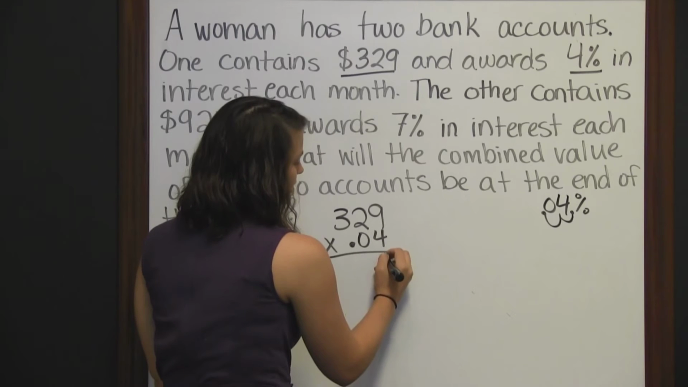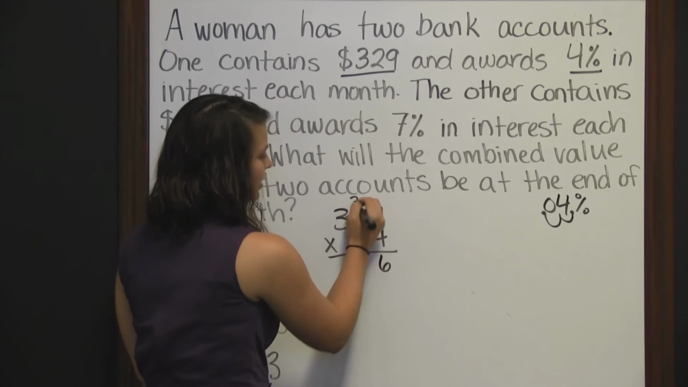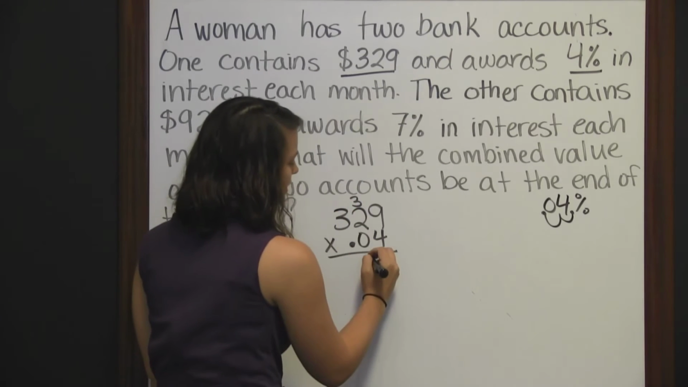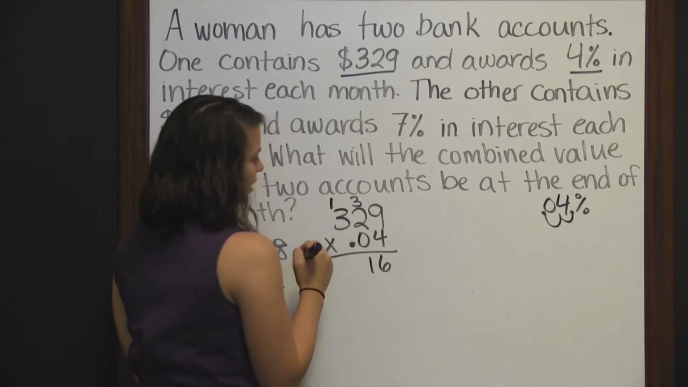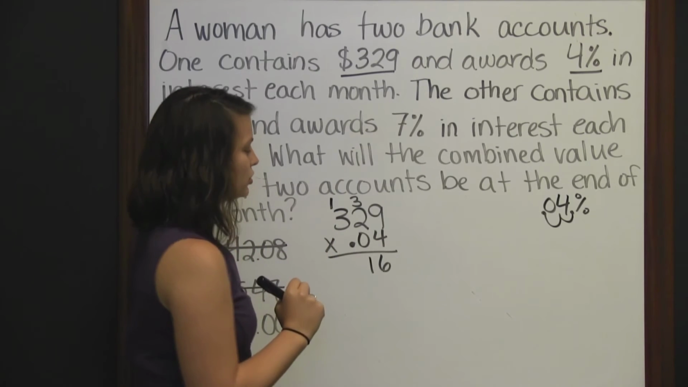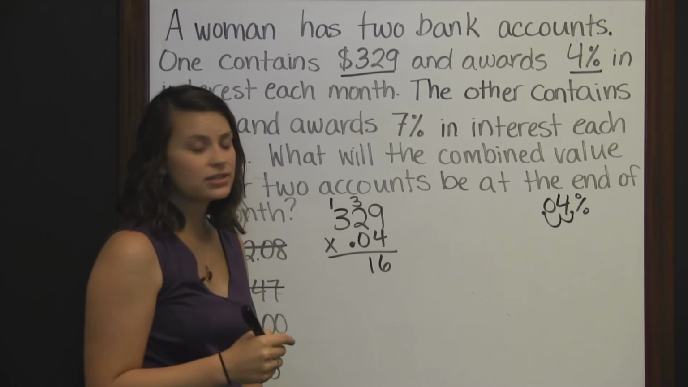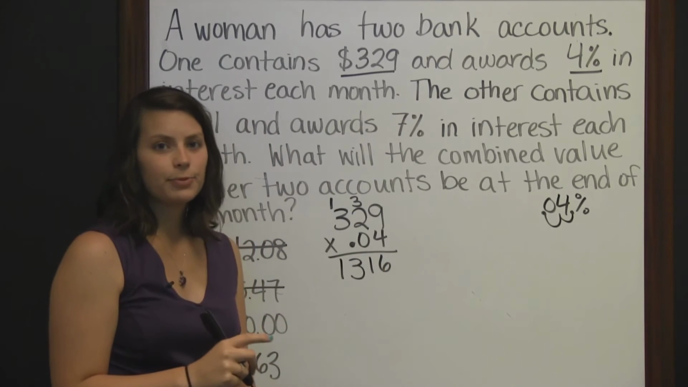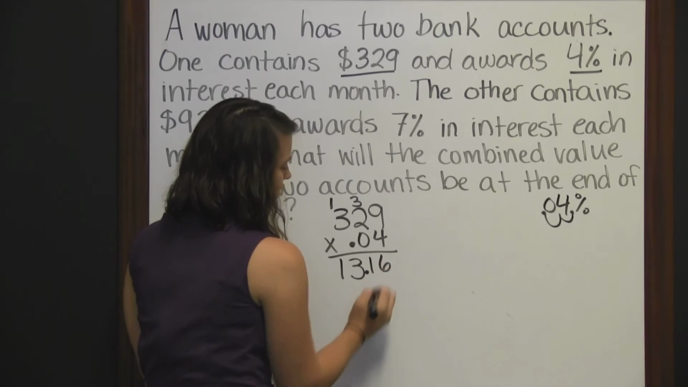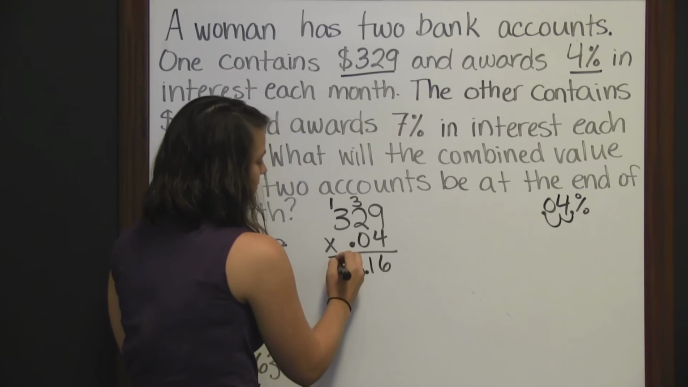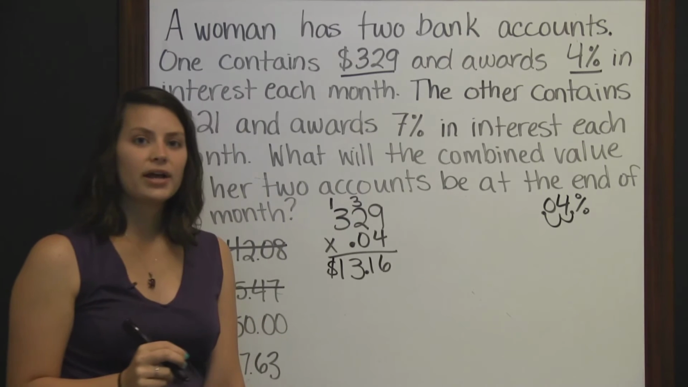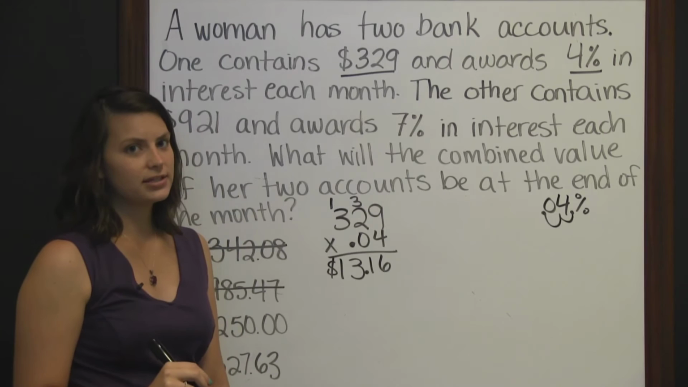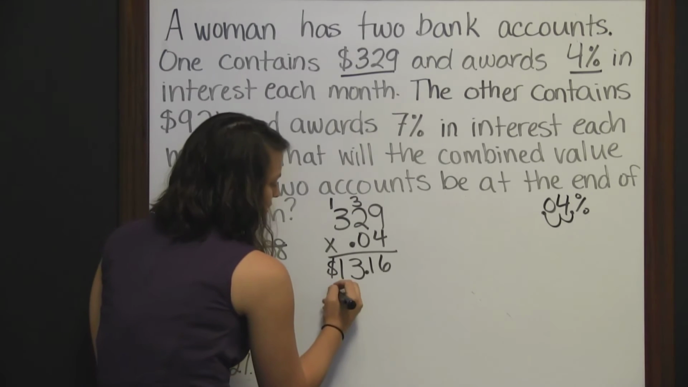So 4 times 9 is 36. Write the 6 and carry the 3. 4 times 2 is 8, plus 3 is 11. Write the 1 and carry the other. 4 times 3 is 12, and 12 plus 1 is 13. Since we have two numbers behind the decimal place here, then we have two numbers behind the decimal place in our answer. So that means that this account with $329 in it earned $13.16 in interest.